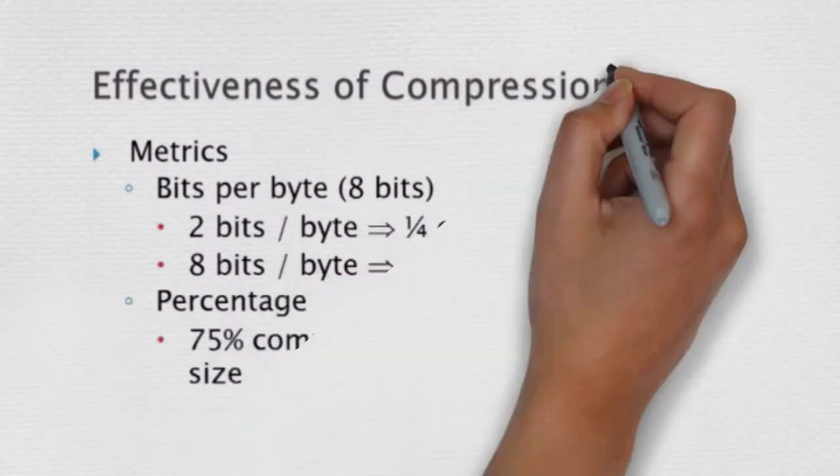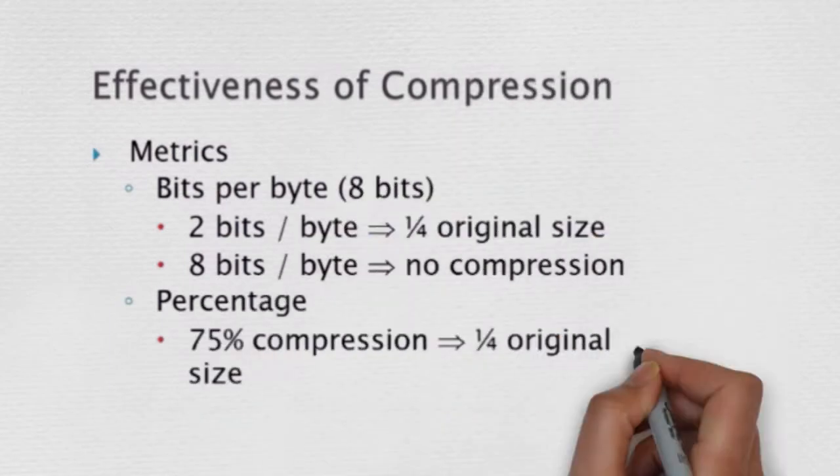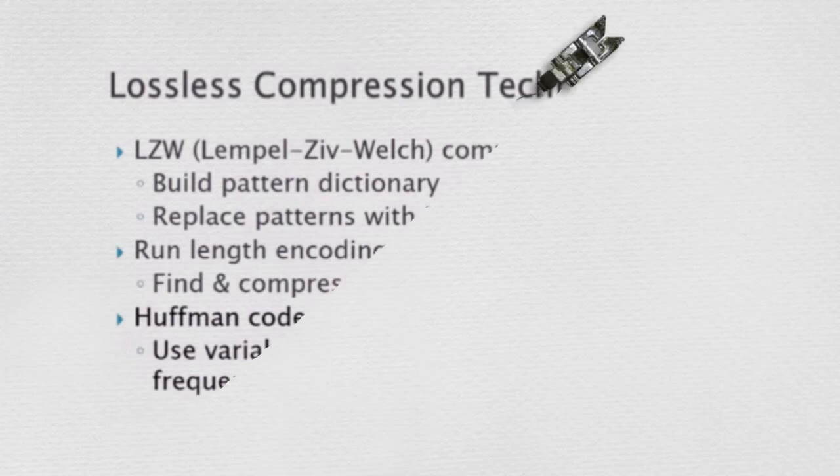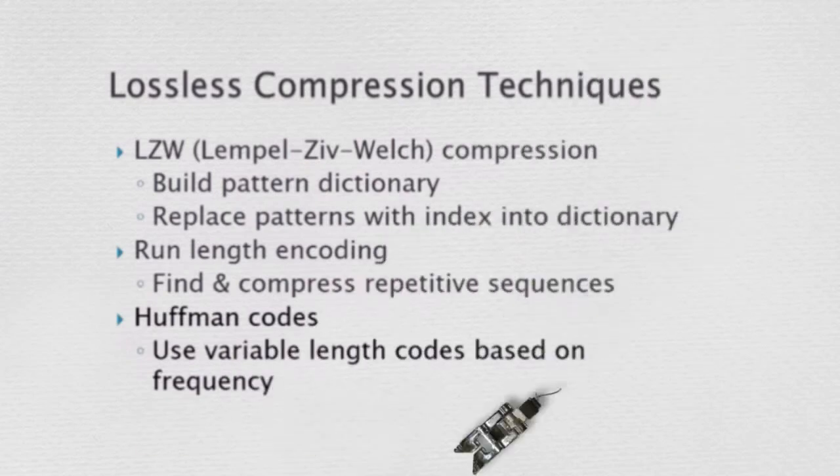Reduction of the size of data is as follows. Normally, without compression, there will be 8 bits per byte. But with compression, we can make it 2 bits per byte, which is 1/4 of the original size. So 75% of the data will get compressed. A few techniques for lossless compression are LZW, run length encoding, and Huffman encoding. Huffman uses variable length codes based on frequency.